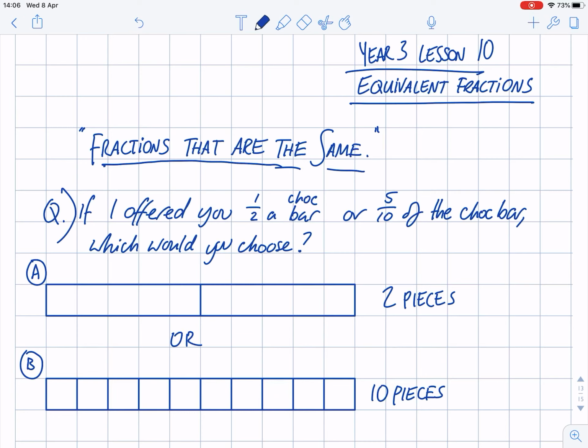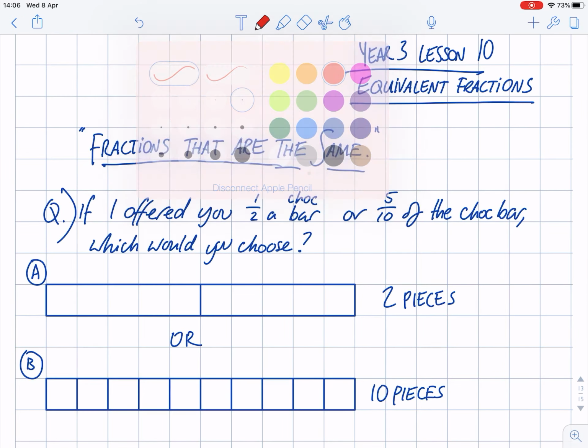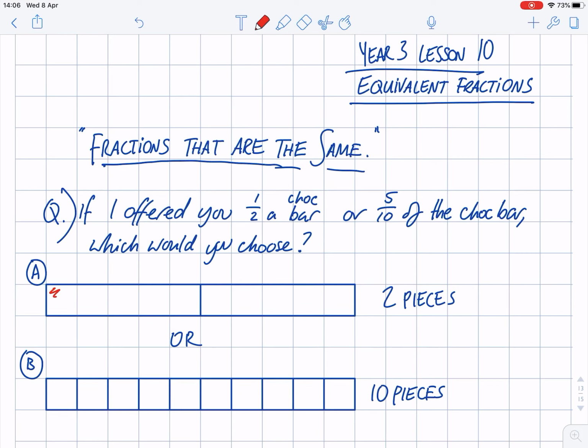While you're having a little think, I'm going to colour in half of bar A. You can see I've already split it into two to make it easier for myself. And then 5/10. So there's 1, 2, 3, 4, and 5. Okay, so if I offered you half of A or 5/10 of B, which would you choose?